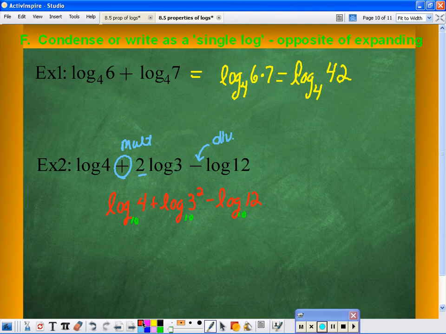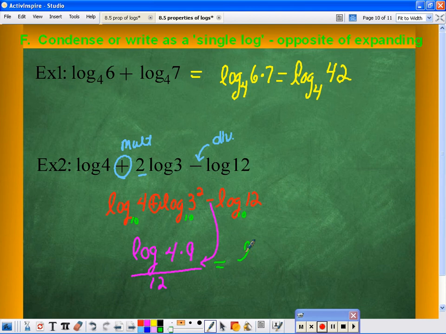All right, what do we do with that plus sign? That plus sign, we're going to make multiplication. So now we have a log 4 times. Do you happen to know what 3 times 3 squared is? 3 squared is 9. And this means division. So we're dividing by 12. Almost done with this problem. We're ready to wrap it up here.